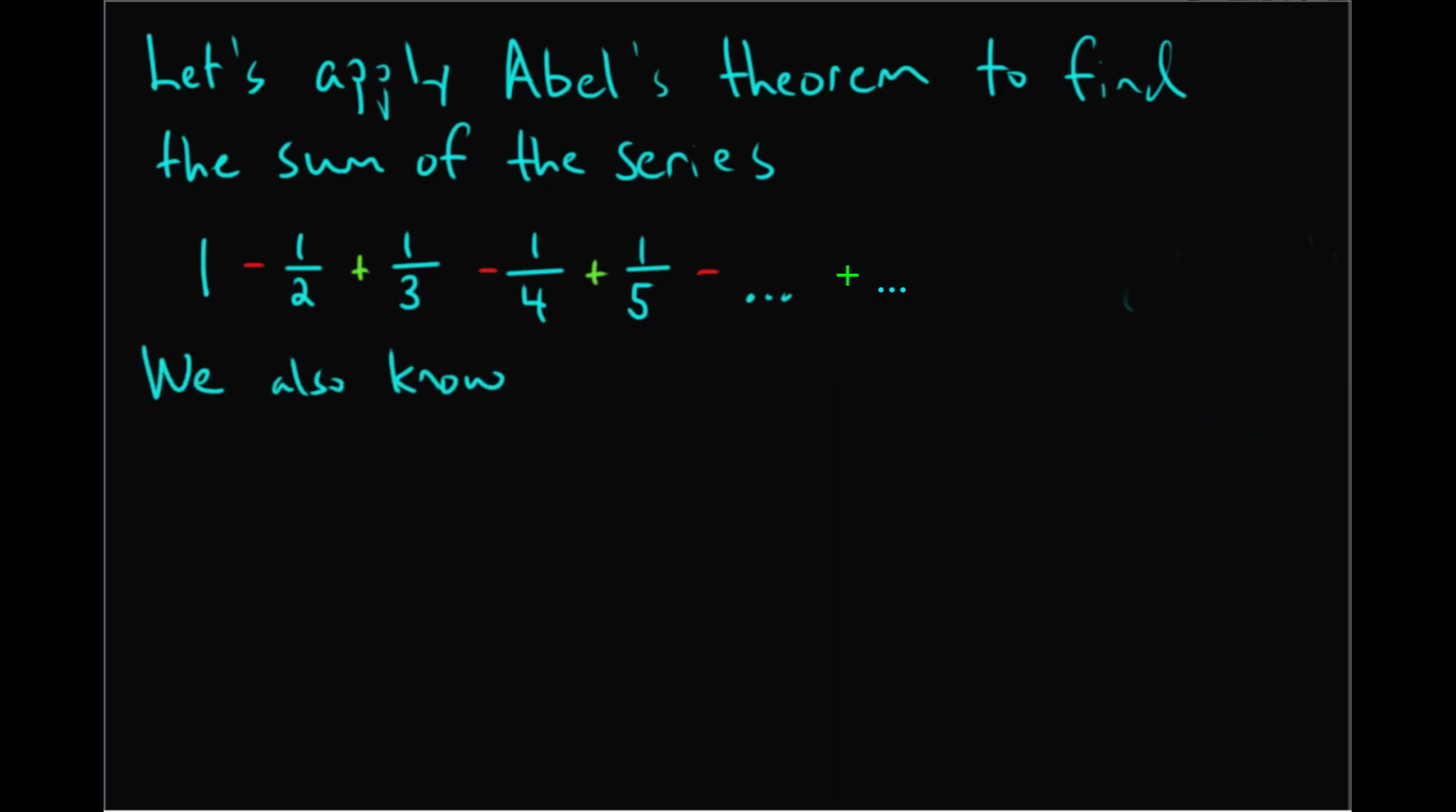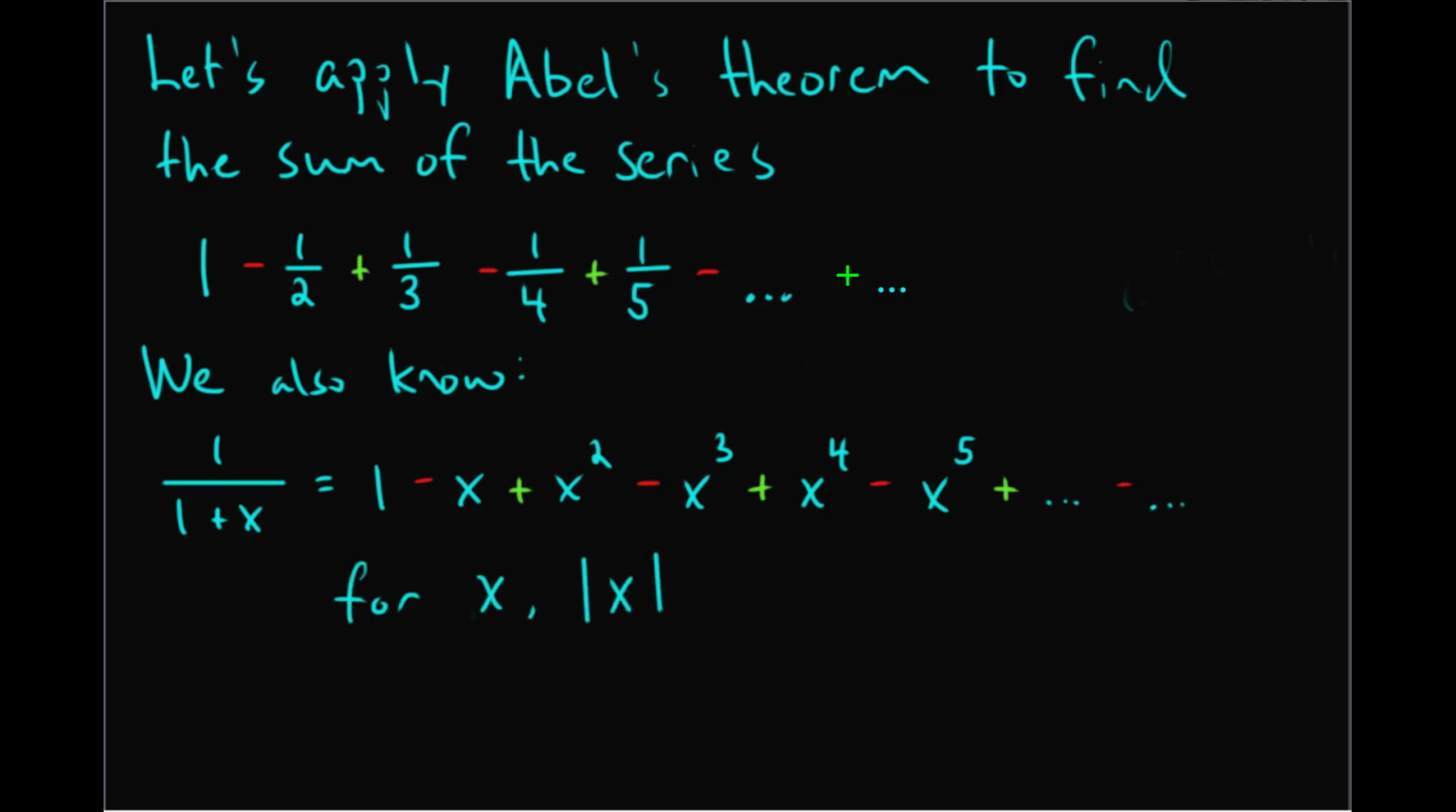Well, what else do we know? We know that the function 1 over 1 plus x can be represented by the power series 1 minus x plus x squared minus x cubed plus x to the fourth minus x to the fifth plus ... minus ... for all x such that the absolute value of x is less than 1.